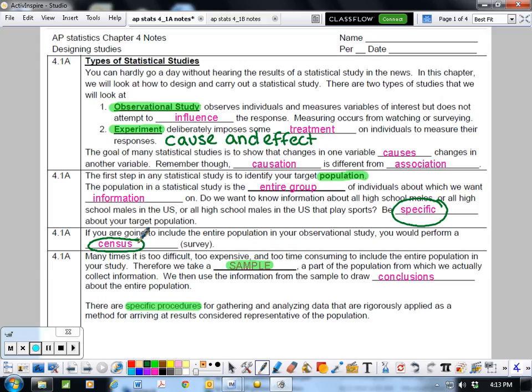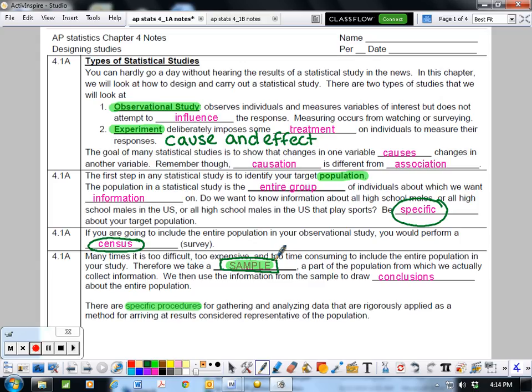But when it's too difficult, too expensive, too time consuming, we take a sample. And this is our big idea because most statistical studies are based on samples. And so our sample has to be from our population.